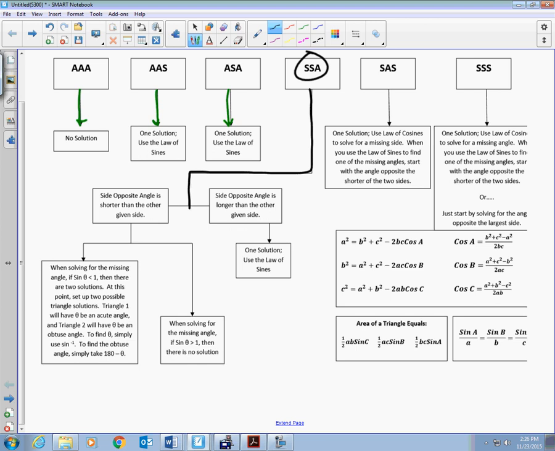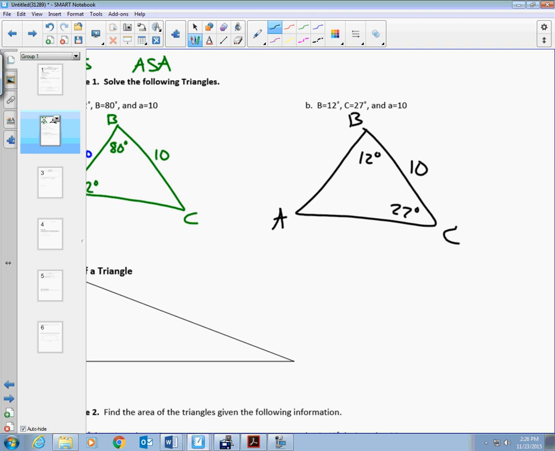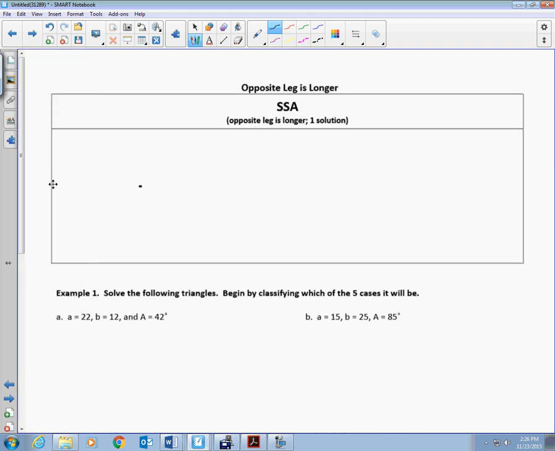You might come up with one solution. You might come up with two solutions. You might come up with no solution. So this is the most difficult situation that we're going to talk through today, and you're going to be able to figure it out as long as you follow this sheet. So let us go to this example. Where am I?